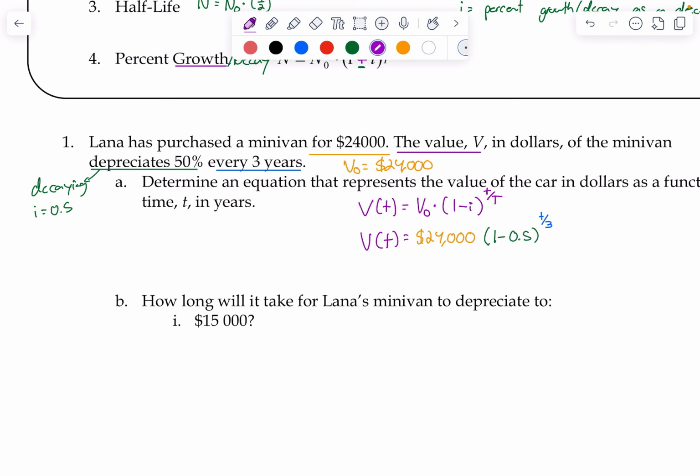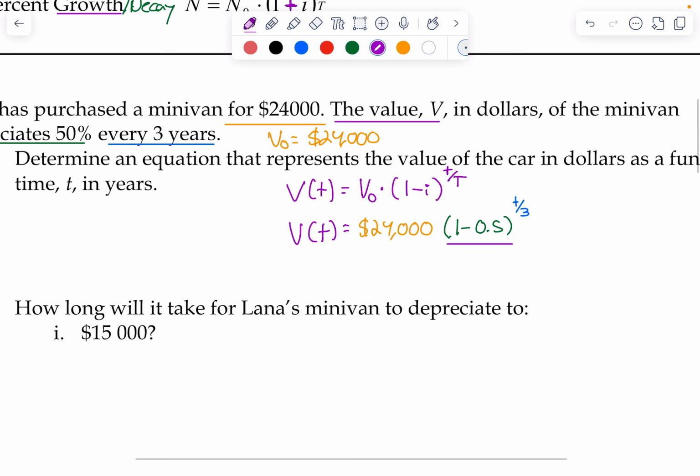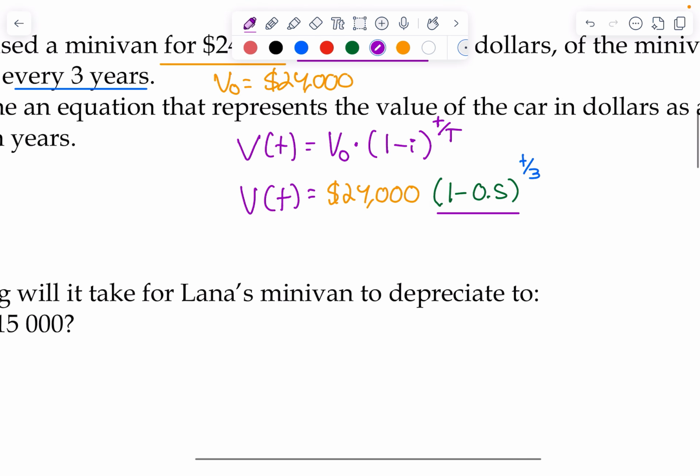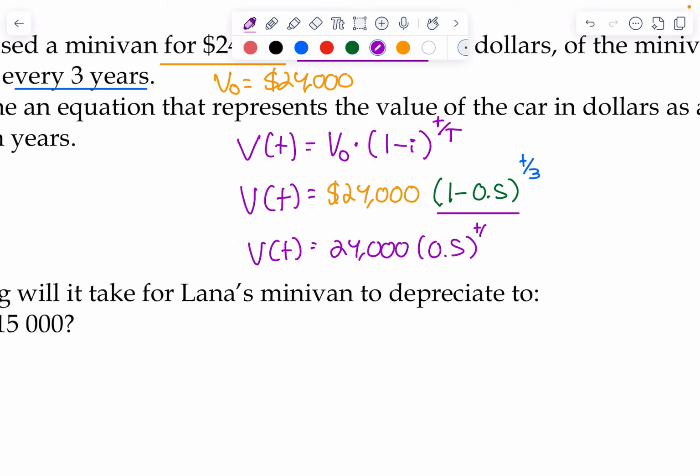Just last step, don't leave it like this. Make sure you evaluate that bracket. So your final answer would just be V of t is 24,000 times 0.5 to the t over 3.